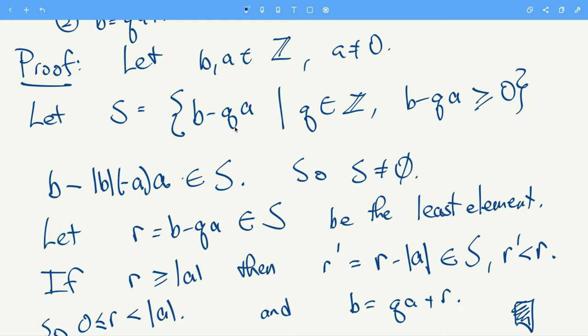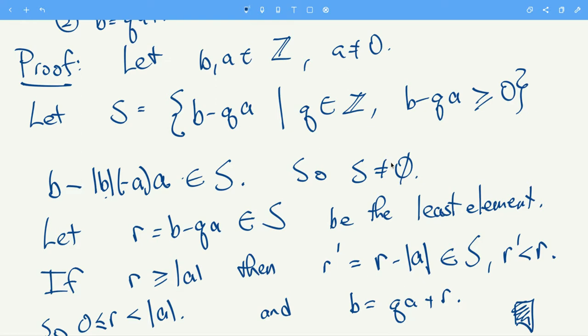So first let's show that it's non-empty. To see that, no matter what b and a are, we can take q to be the absolute value of b times negative a, and then b minus the absolute value of b times negative a times a is just b plus the absolute value of b times a squared. This number is always positive, so it is always in S. So this establishes that S is non-empty.